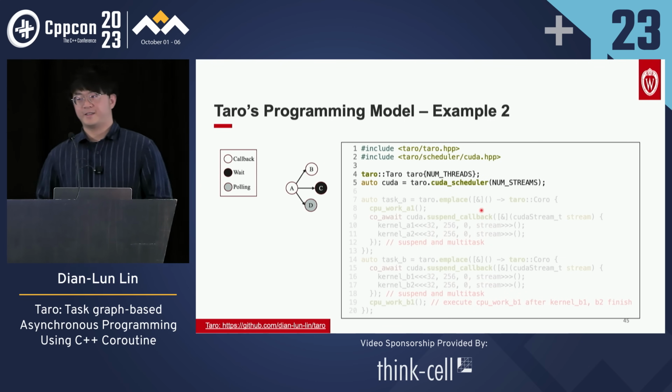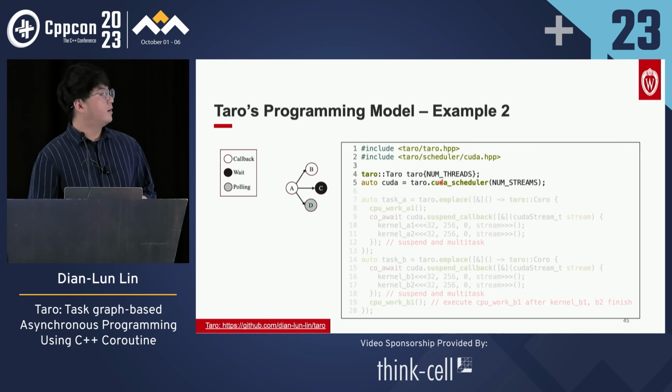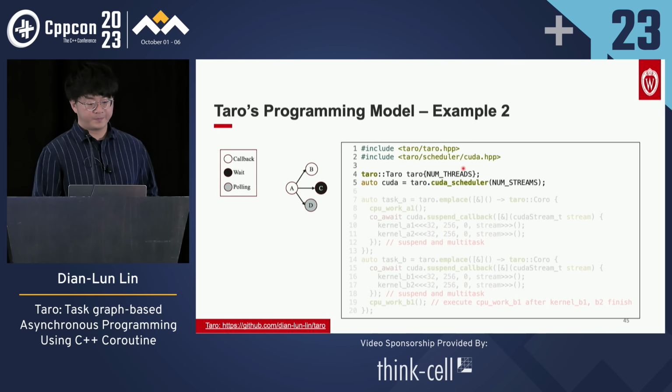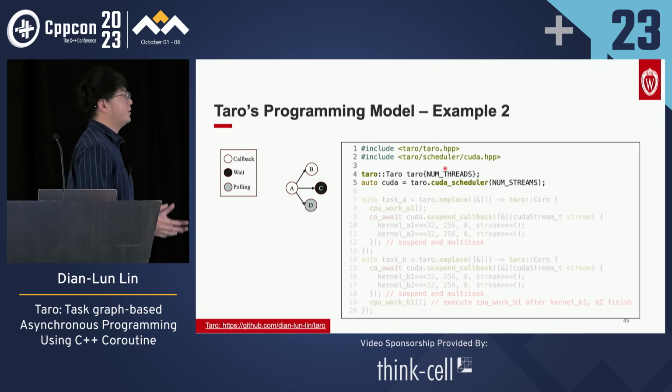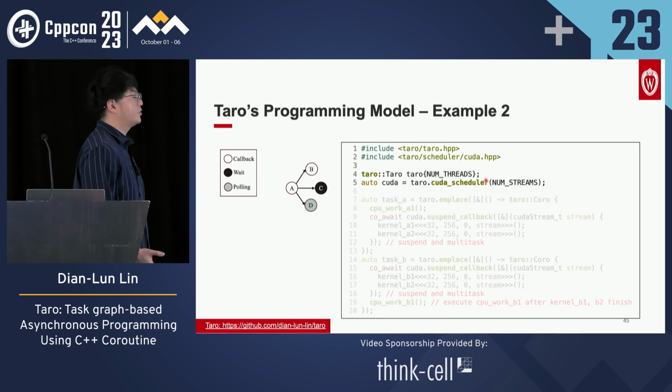Let me give you another example. Here is a new task graph. Again, include two files, declare Taro, and specify how many CPU threads you want to use. Declare CUDA, and specify how many CUDA streams you want to use.